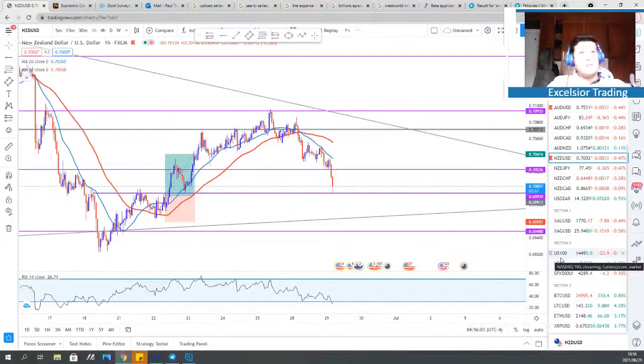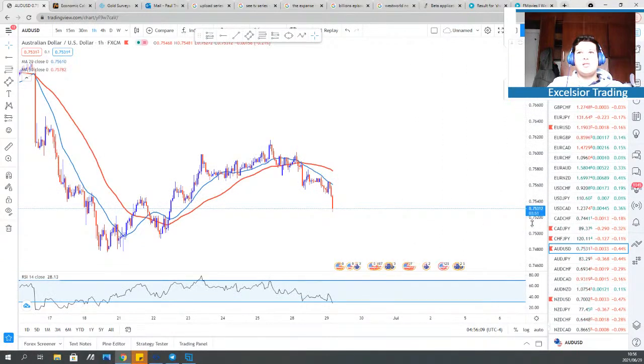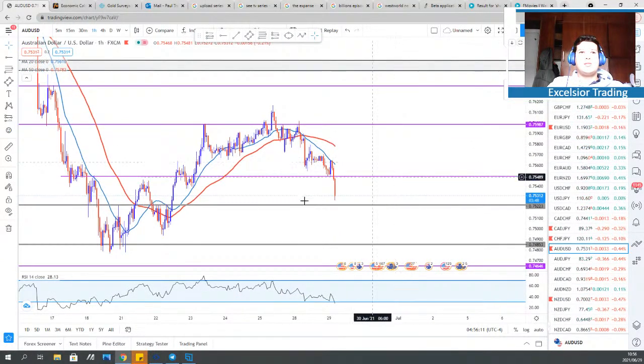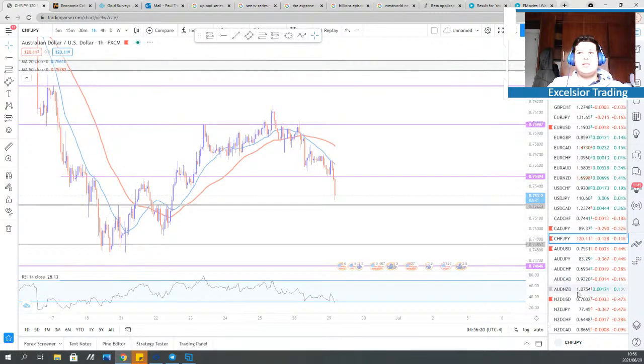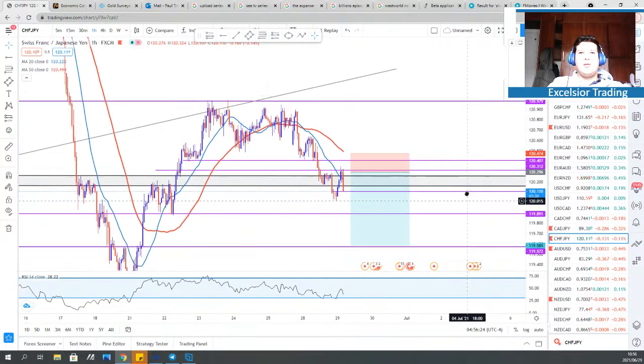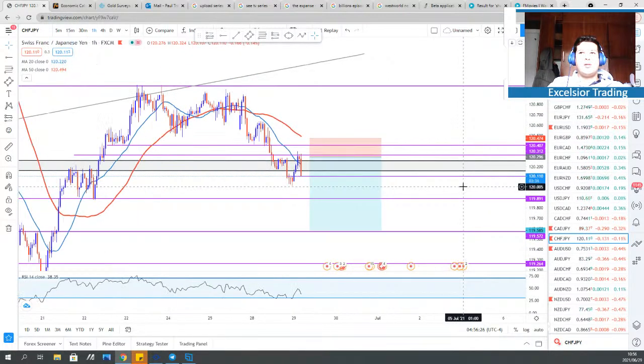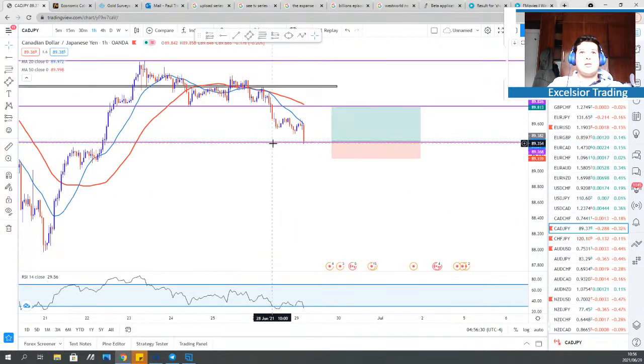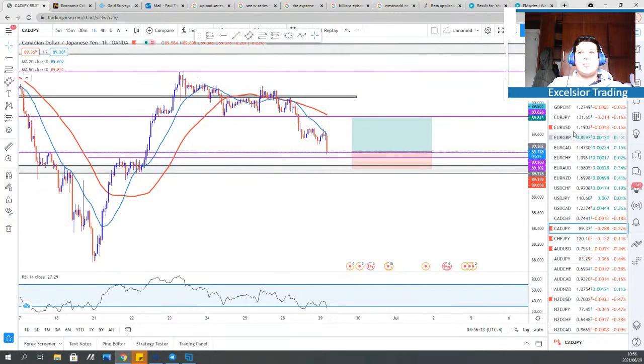NZD USD, I will be waiting for price to come back up there for a sell. AUD USD, might just wait for price to hit that support, take some profit here. Maybe then again look for sells once it comes back down here, as these pairs are very bearish at the moment. CHF JPY, I will be coming back to that just as I will be checking the other pairs. Catch up, we will be coming back to that.